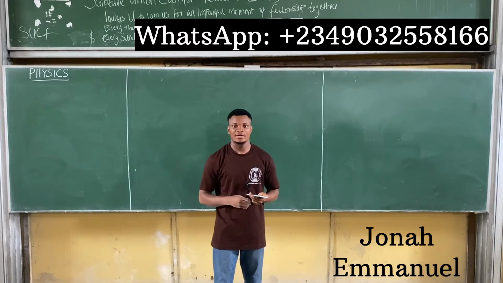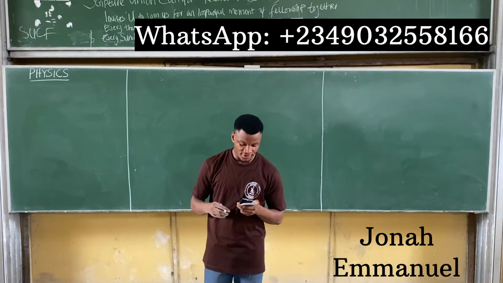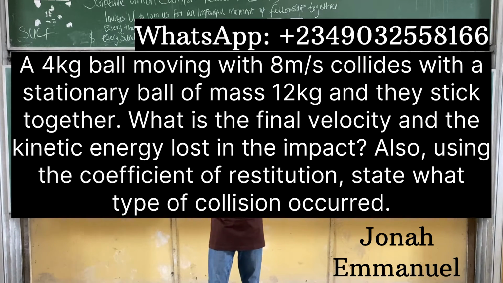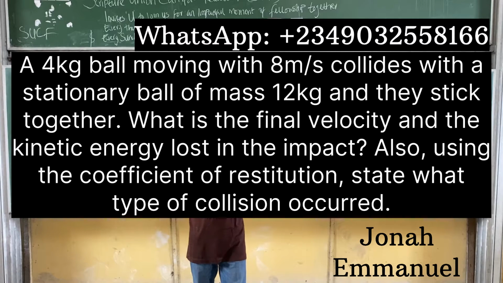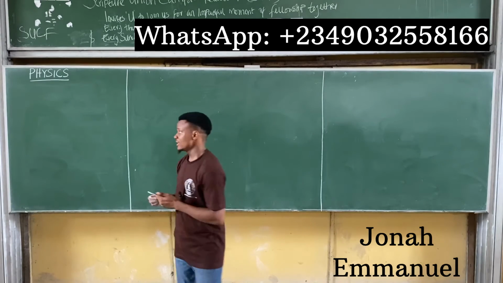All right, let's try this example. This one says a 4-kilogram ball moving with 8 meters per second collides with a stationary ball of mass 12 kilogram, and they stick together, full stop. What is the final velocity and the kinetic energy lost in the impact? Also, using the coefficient of restitution, state what type of collision occurred. All right, let's get this done, please.